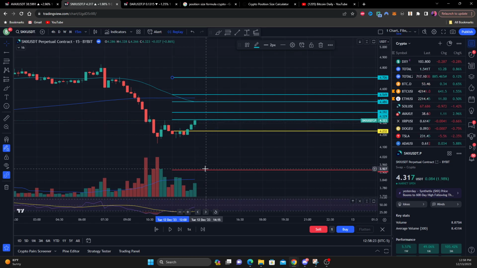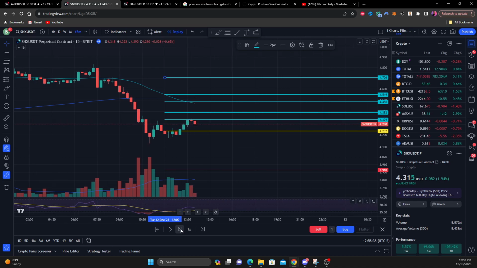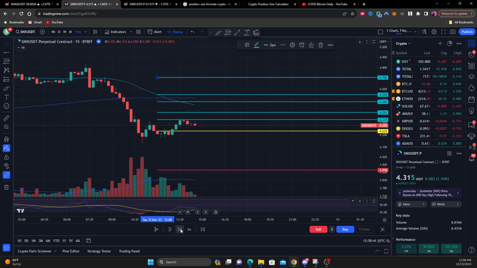Now it's up to you if you want to move your stop up or not. If you want to move it up, you don't have to move it up to entry. You can move it just below the recent lows. So that's one way you can play that. We can see we're still there. Oh, but what's going on now?